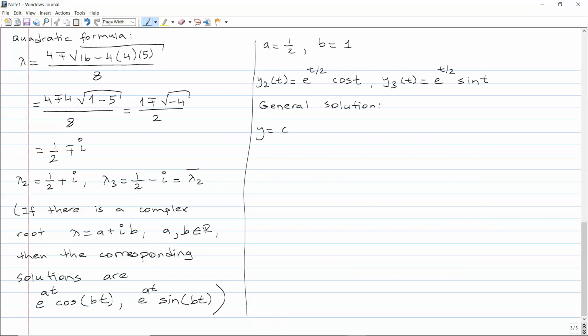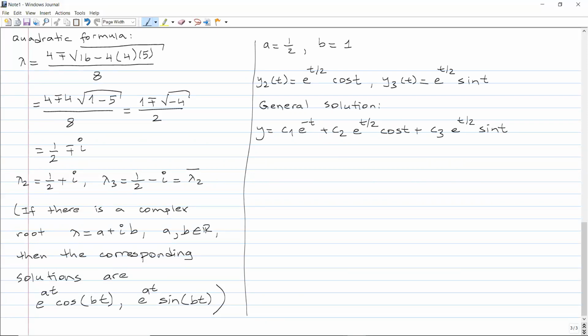So my general solution y is c1 times, remember the first solution, what was it? e to the minus t. Plus c2 times the second solution, e to the t over 2 times cosine t, plus c3 times the third solution, e to the t over 2 times sine t.